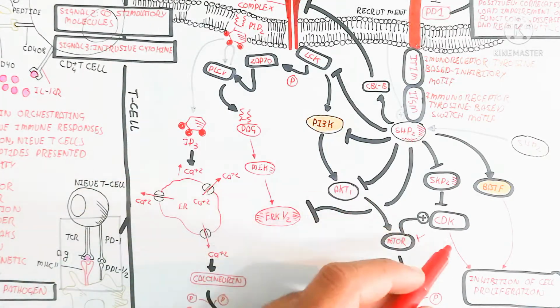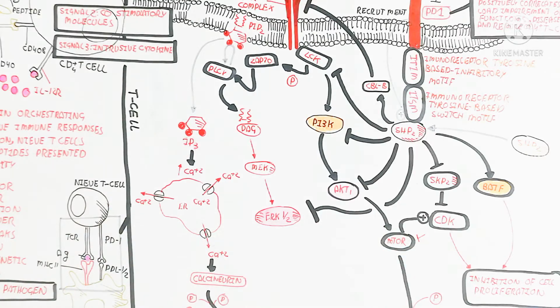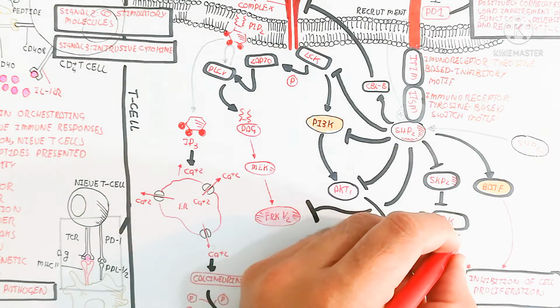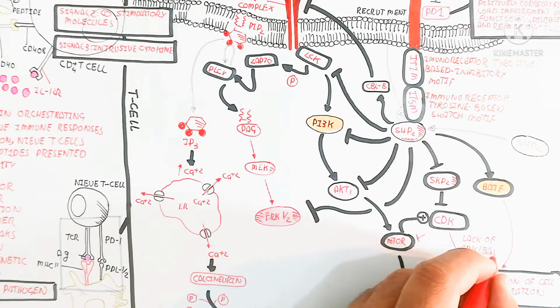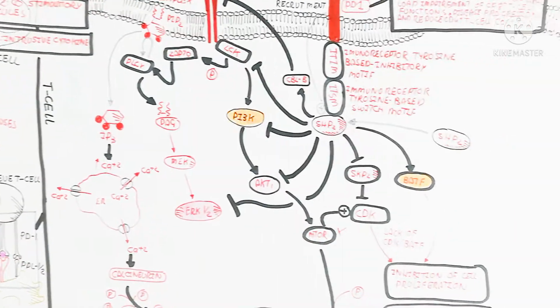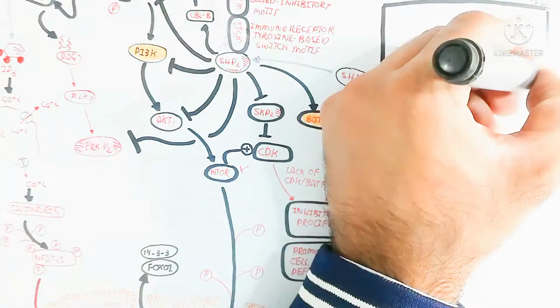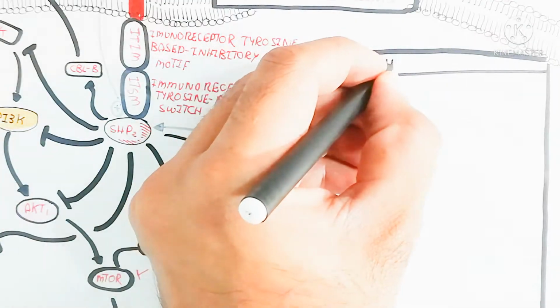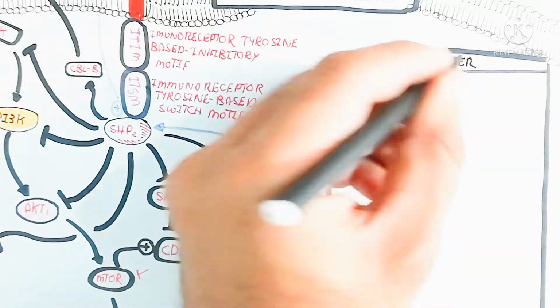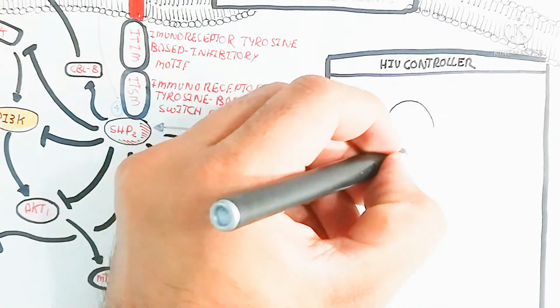So cell differentiation and proliferation will not occur. The mTOR will be inhibited, and the CDK will be inhibited. In this way everything will be inhibited due to SHP2, which is all used for proliferation and differentiation through the PI3K pathway, AKT pathway, mTOR, as well as the calcineurin pathway.